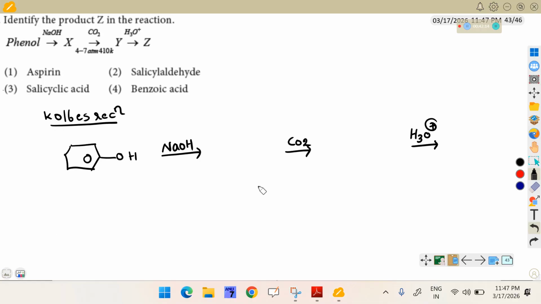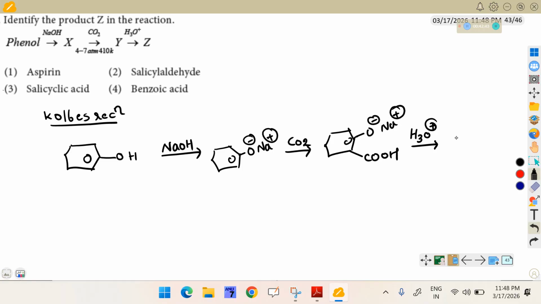Identify the product Z in the reaction. Given sequence is related to Kolbe-Schmitt reaction sequence. Phenol reacts with NaOH, then it gives sodium phenoxide ion, C6H5O minus Na plus, which reacts with CO2. Electrophilic substitution takes place and it gives O minus Na plus, substituting COOH at ortho position. Further hydrolysis, then it gives 2-hydroxy benzoic acid. This is also called salicylic acid. Third option is the correct option.